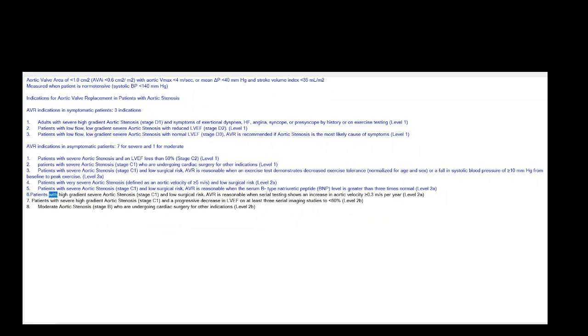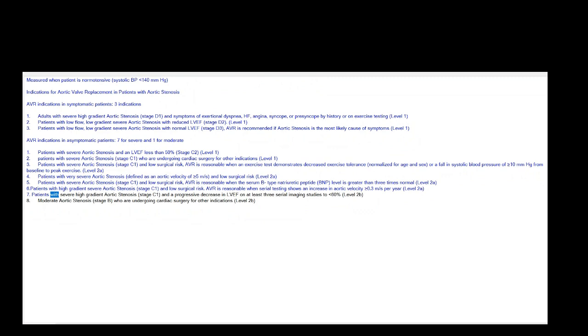6. Patients with high gradient severe aortic stenosis, stage C1, and low surgical risk. AVR is reasonable when serial testing shows an increase in aortic velocity greater than or equal to 0.3 m/s per year, level 2A.